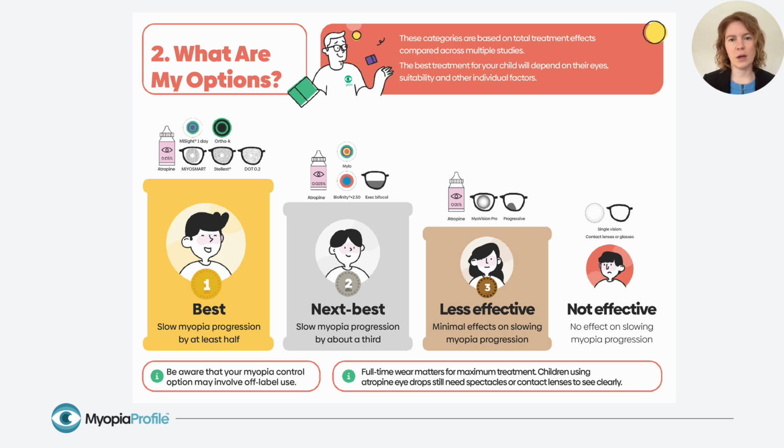And this is an easy way for parents to understand efficacy from the point of view that we can't stop myopia progression, but we can slow it down, and we can slow it down by quite significant amounts based on our best available treatments.